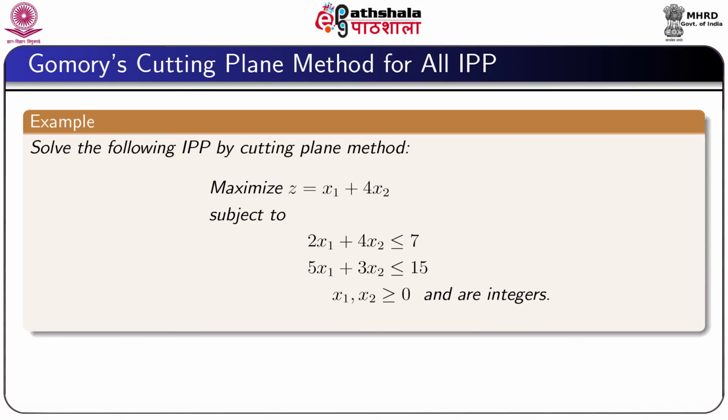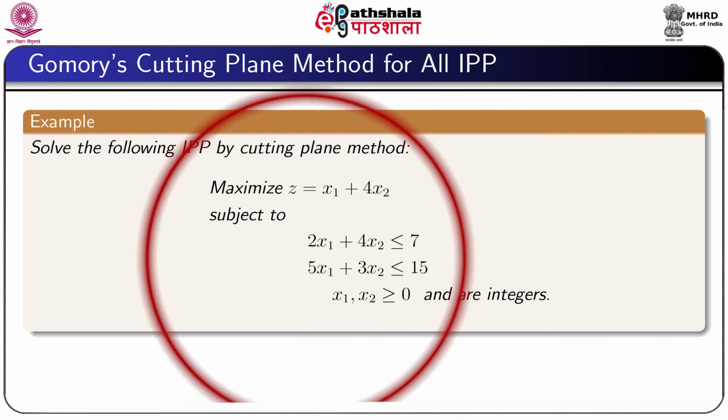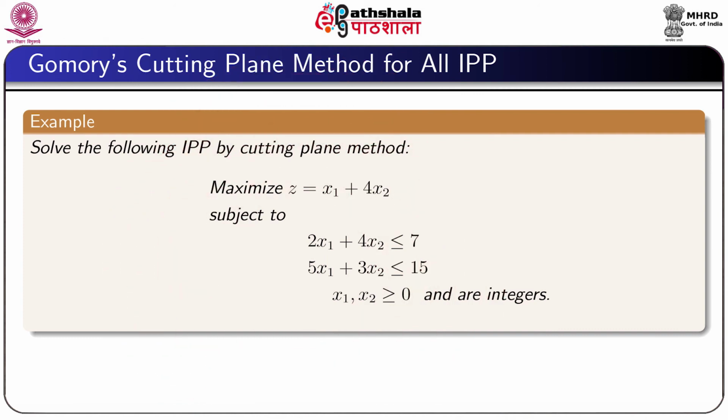Now, we proceed to take another example. Maximize z equal to x1 plus 4x2 subject to 2x1 plus 4x2 is less than equal to 7, 5x1 plus 3x2 is less than equal to 15, and x1, x2 is greater than equal to 0 and are integers.